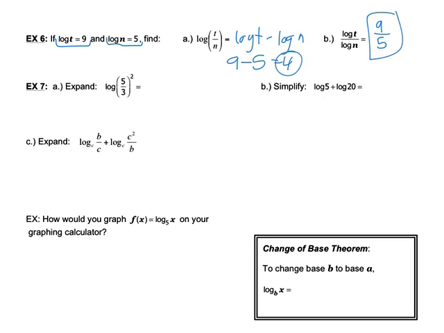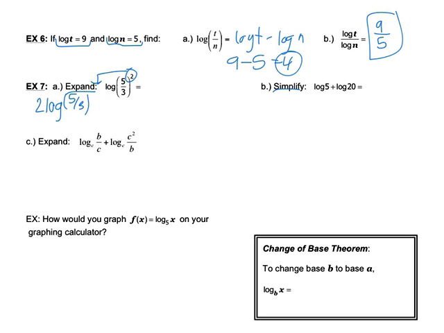Okay, so example 7, we've got a couple different things happening. This is saying expand, meaning separate this into as many separate logs as possible. And then part B is saying to simplify, which would mean condense it into something as simple as possible with maybe one log. So on part A, if we expand this, the first thing we can do is take this 2 and bring it down in front. So that's the same as 2 times the log of 5/3.